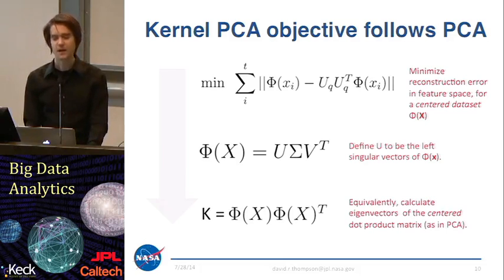All right, so equivalently, just as in our previous PCA example where there's an equivalence between SVD and calculating the eigenvectors of the sample covariance matrix, we can calculate the eigenvectors of the sample covariance matrix of phi sub x, which is a bunch of dot products essentially. And again, this has to be the eigenvectors of the centered matrix as in PCA.